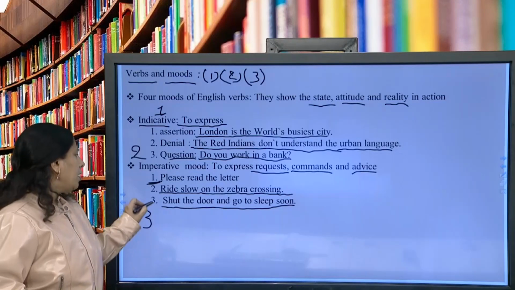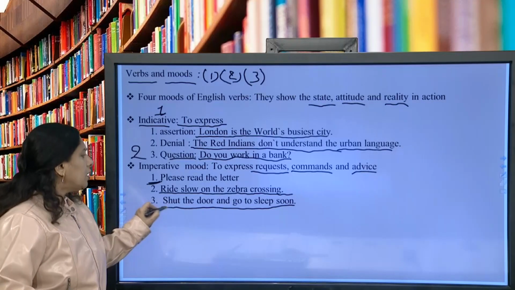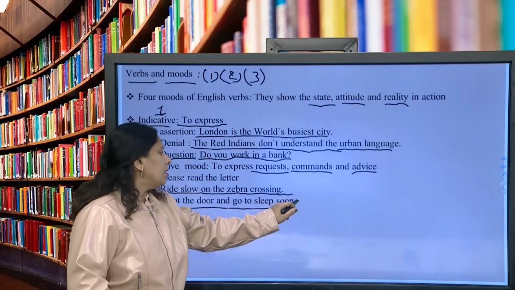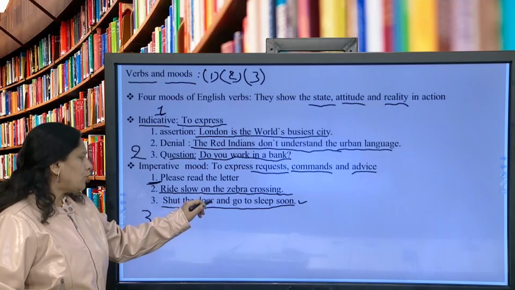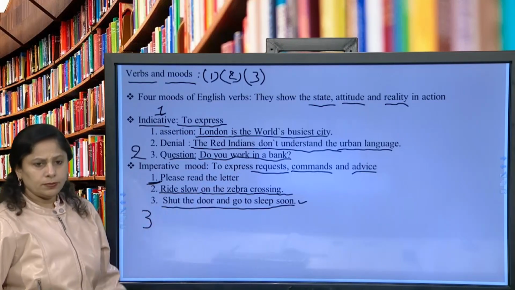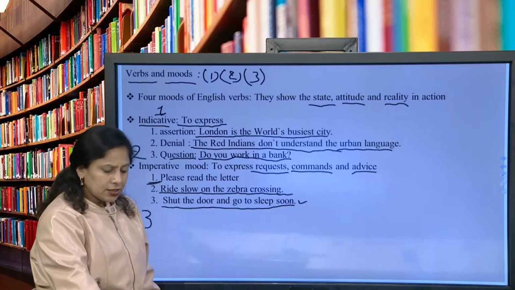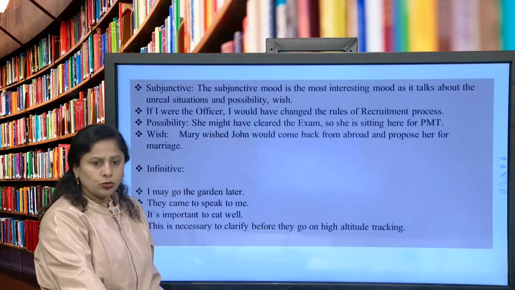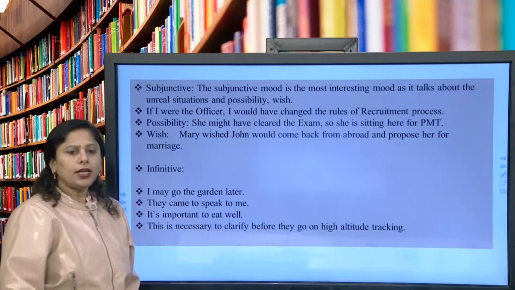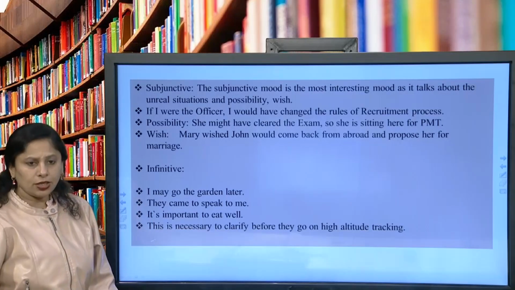In the same way, the person is the hostel warden and she says, shut the door children and go to sleep soon. So these are the two kinds of moods, indicative and imperative moods. Now we are going to focus on infinitive mood and subjunctive mood.